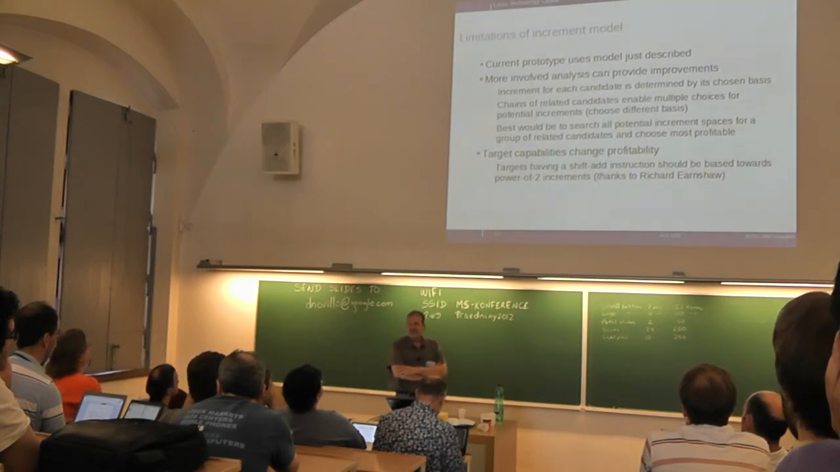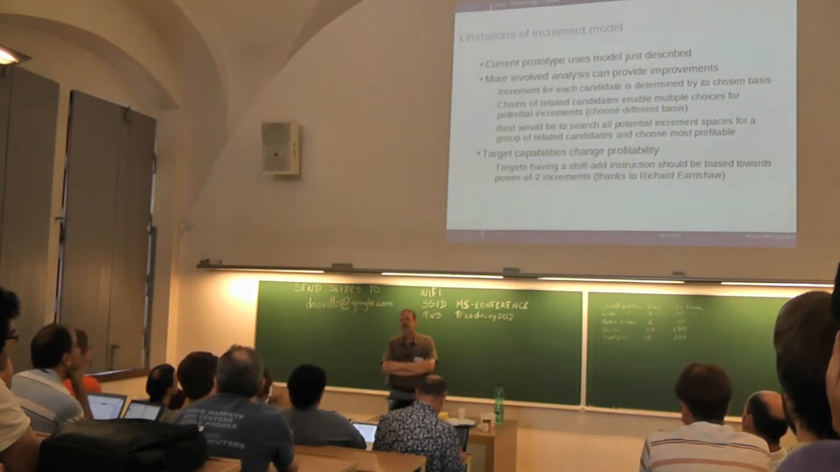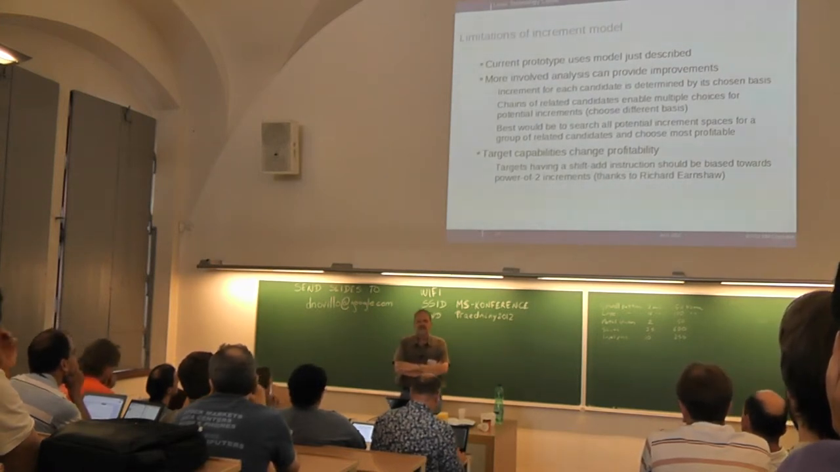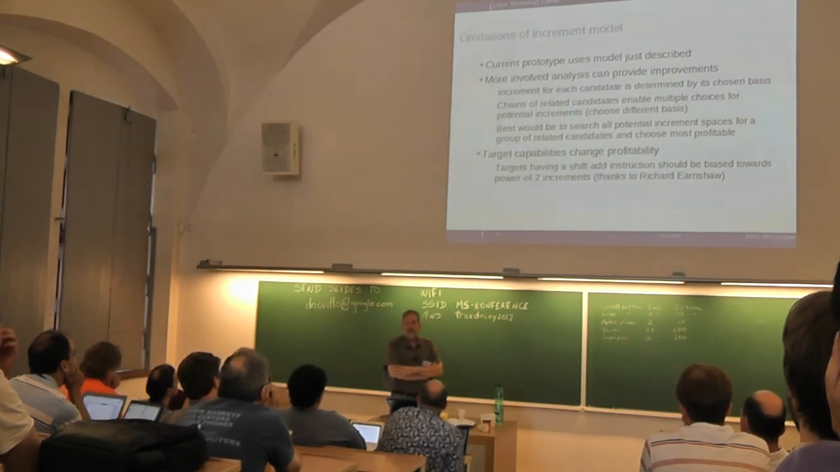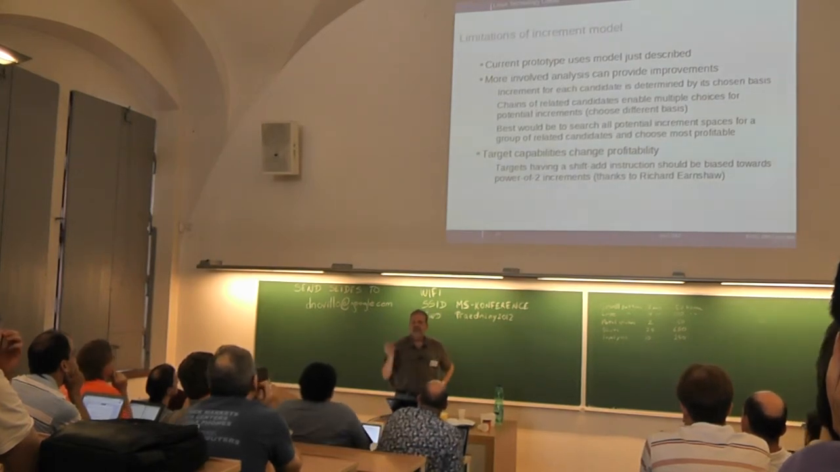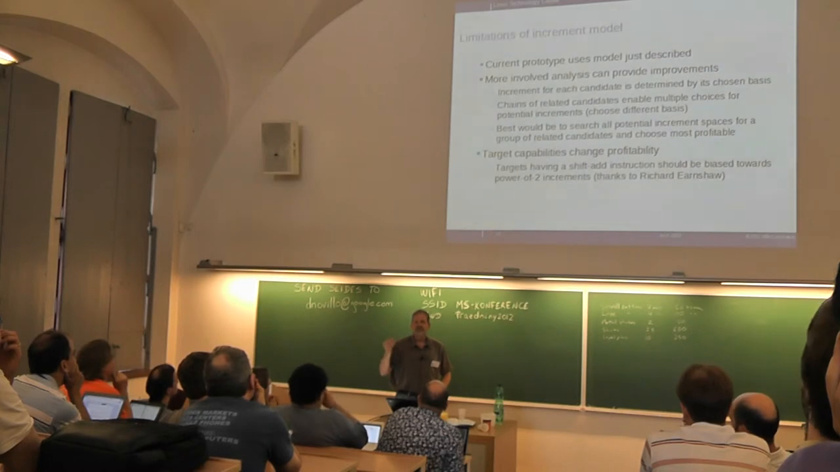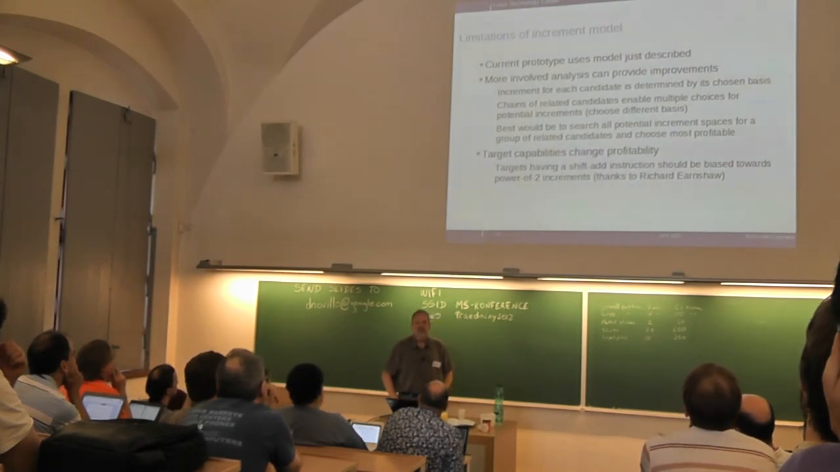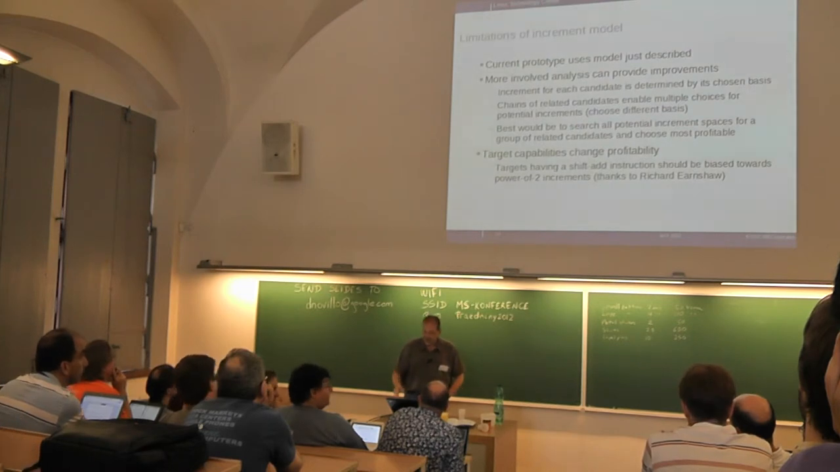One interesting case that Richard Earnshaw pointed out is that if you have a target that's got a shift and add instruction, which not everybody does, then it's really good to have your initializer be a power of 2, so that you can get rid of the multiply and create all the shift-add instructions. So you might want to be searching through and looking for possible bases and bias things towards power of 2 increments.